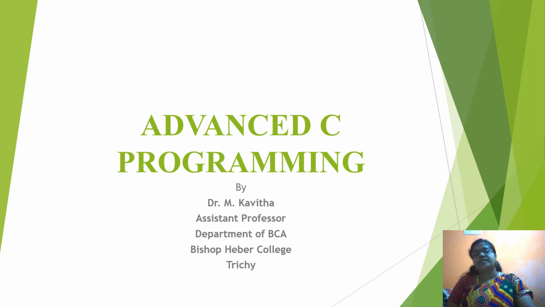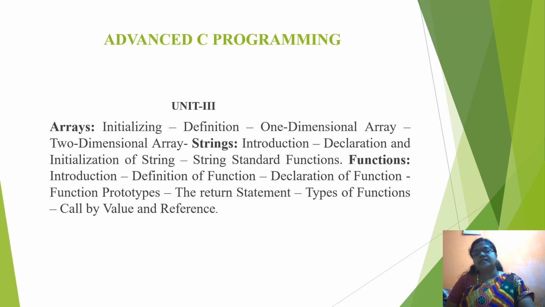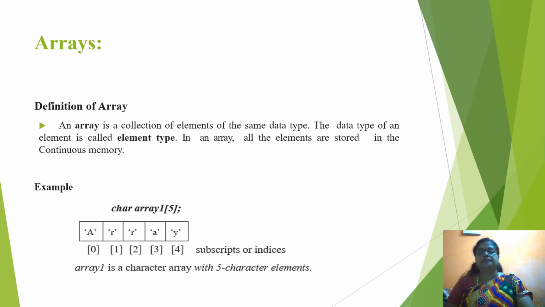Now we are going to see about Advanced C Programming in Unit 3 syllabus. Unit 3 syllabus contains arrays, that includes initializing, definition, one-dimensional array, two-dimensional array, strings that includes introduction, declaration, and initialization of string standard functions. Functions that contains introduction, definition of function, declaration of function, function prototypes, the return statement, types of function, call by value and call by reference.